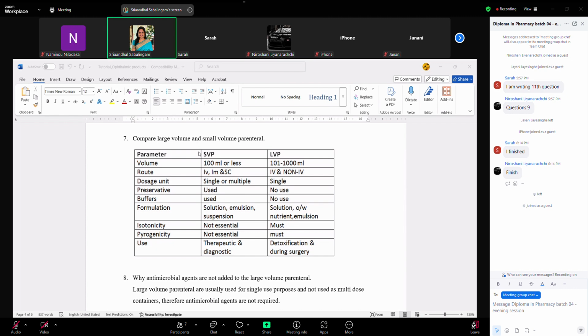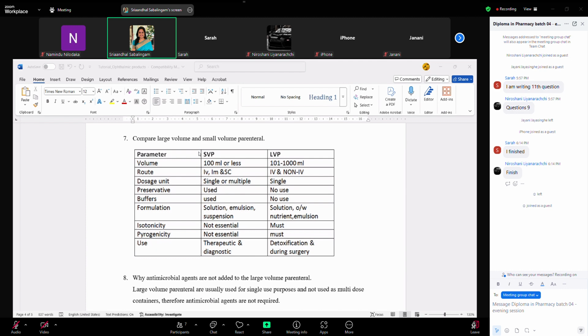Yes, okay. Volume-wise, small volume parenterals are 100 or less, and large volume are 101 to 1000. For route of administration, small volume parenterals are IV, IM, subcutaneous. Large volume parenterals are mostly given by IV route, or non-IV, meaning sometimes before surgery for cleaning or for dialysis purposes. Large volume parenterals are 101 to 1000 milliliters, but there are irrigation solutions or cleaning dialysis solutions that come in 5 liter or 2 to 3 liter containers. They are sterile, but not for IV purposes. They are for cleansing and irrigation, so they are considered non-IV preparations.